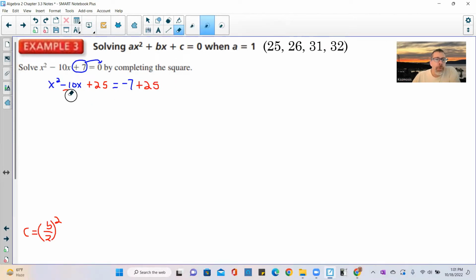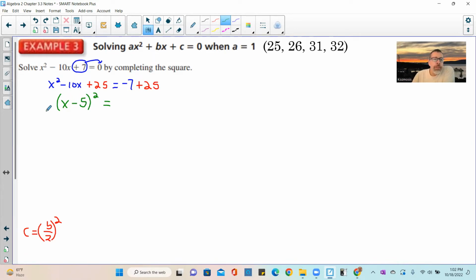So let me get this out of the way now. So this gets pretty routine. After you do a few, take half of this and square it, it goes here and here. Okay, now we go on to the next step, and we now have a perfect square, by the way. So I can do this, and this is x, and b over 2 is what we put here. So half of negative 10 is negative 5. So x minus 5 quantity squared.